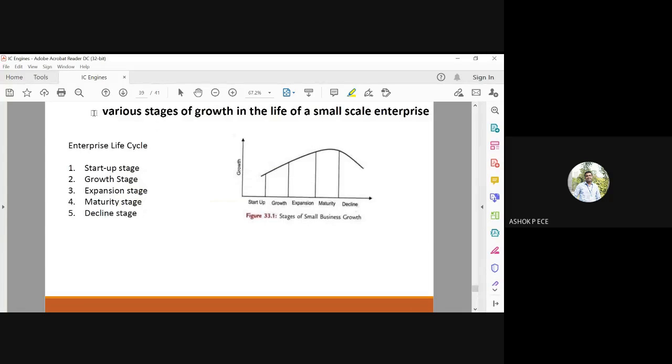So, the various stages of growth in a small scale enterprise. First you have the startup. Before the startup, growth is very little. From the startup, the company begins to have slightly positive growth. This phase is called the growth phase. So from zero to some point of growth is called the startup.